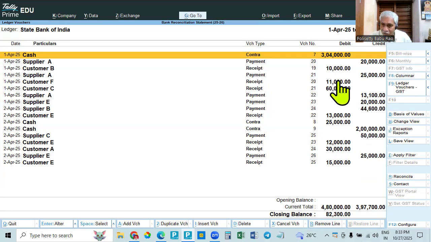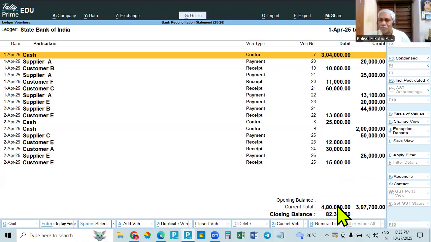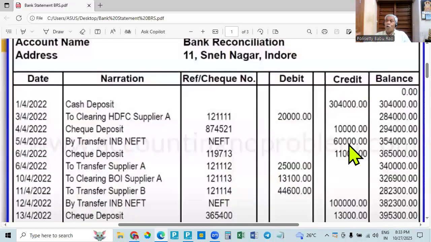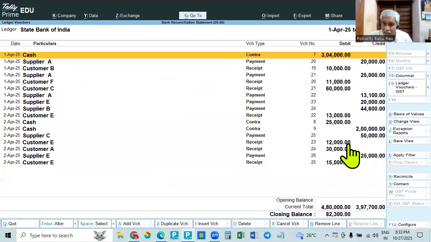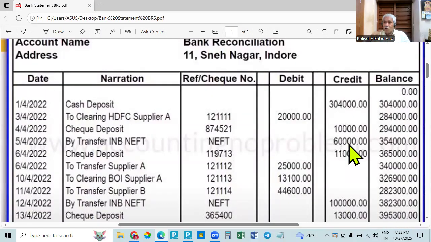So if we make the entry immediately, our balance will change immediately. But the bank will credit only after collecting the money. That's why, till they collect the money, the bank account balance in our books and our account balance in their statement will differ, because both are not making the entries at the same time. That is why there is a difference.